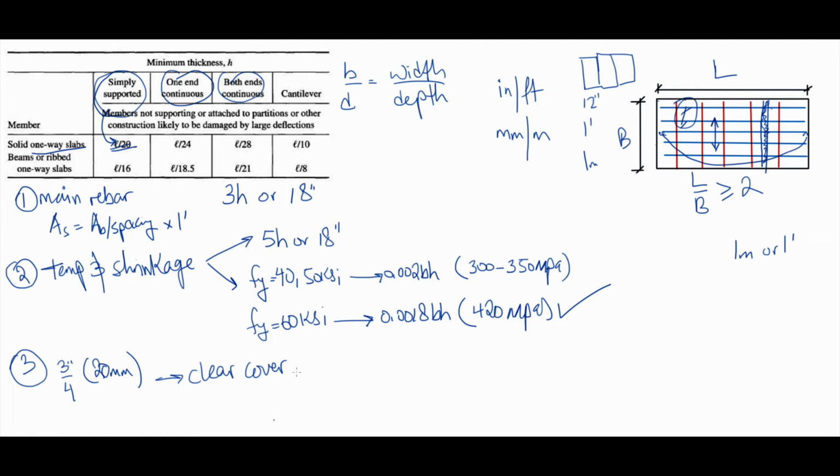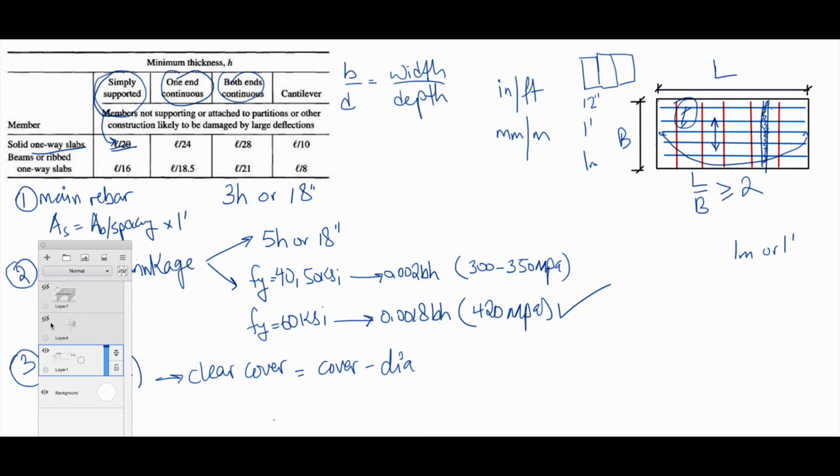Actually, you can say the clear cover is the cover minus the diameter of the bar. I'm gonna show it now in an example that I'm gonna solve. Everything will be clear, don't worry about it. Okay, so let's move to the next slide.